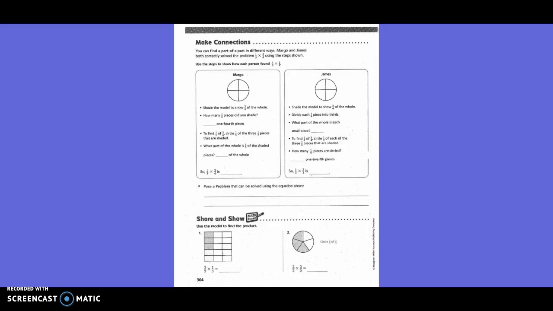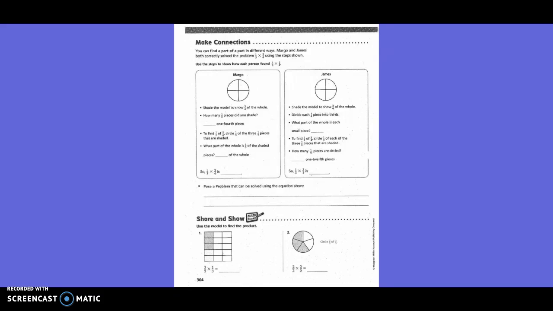Analyze what you are finding if a model shows half of the sheet of paper shaded yellow and 1/3 of the yellow section shaded blue. So basically, it's taking what we learned up here, but just applying it down here. And we learned that we wanted half of 1/3, and basically we took 1/2 times 1/3 to get 1/6. Make connections. You can find a part of a part in different ways.